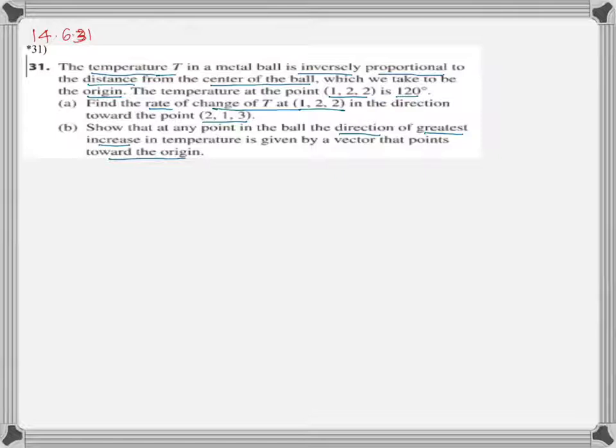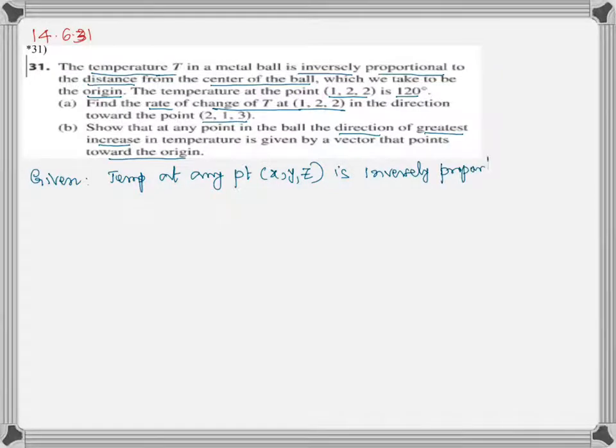So let's start off with the first information given in the problem. It's about inverse proportionality of the temperature at any point and the distance of the point from the center of the ball. So it's given that the temperature at any point P with coordinates x, y, z on the ball is inversely proportional to the distance of the point from the origin.